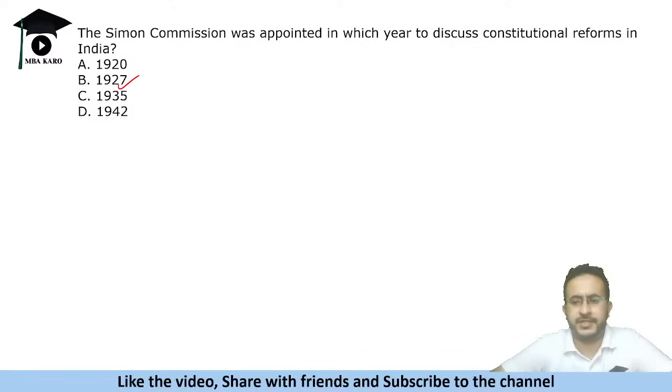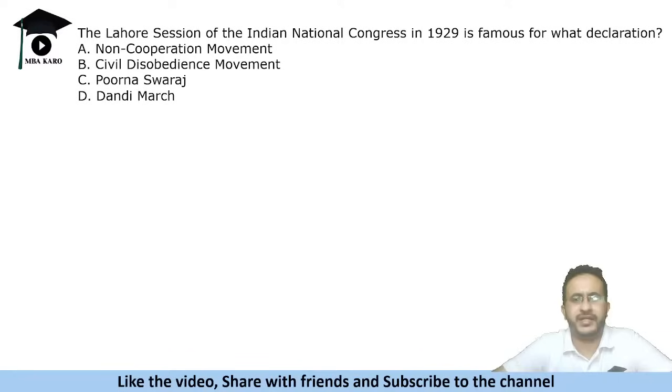The Cripps Mission came in 1942. So Simon was in 1927, Cripps was in 1942. From 1900 to 1947, for the important years, something or the other happened every year, so anything might be asked; many of these are important ones. The Lahore session of the Indian National Congress in 1929 is famous for what declaration?